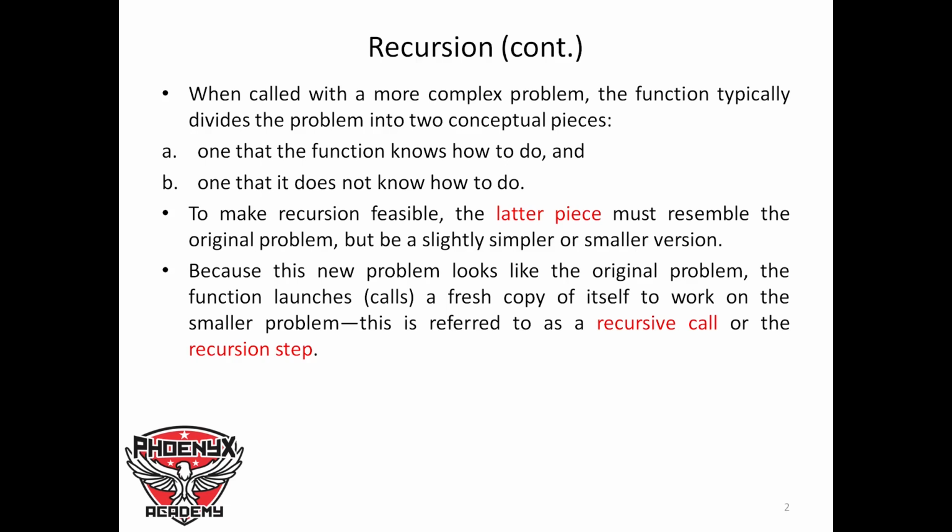To make recursion feasible, the latter piece, the one that it does not know how to do, must resemble the original problem, but be a slightly simpler or smaller version. Because this new problem looks like the original problem, the function will launch a fresh call, a fresh copy of itself, to work on the smaller problem. So it will launch a recursion by calling itself, and this is referred to as a recursive call or the recursion step.